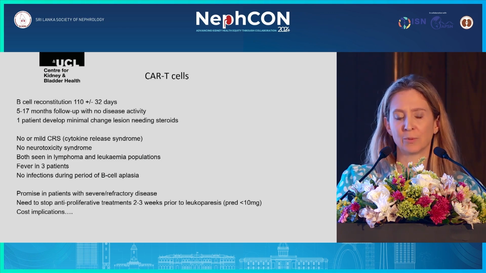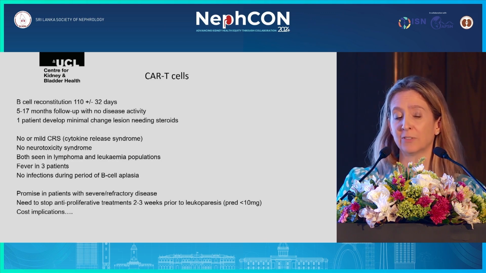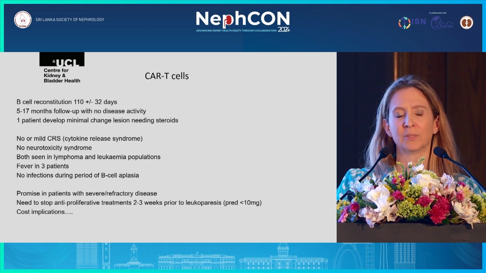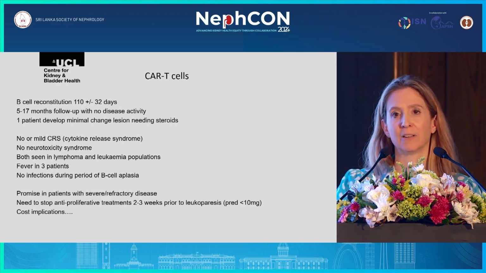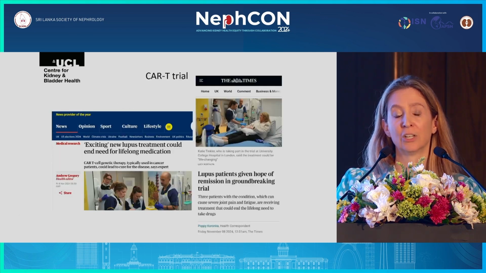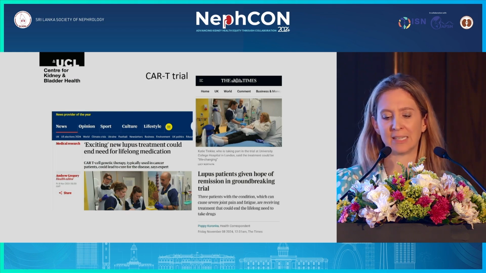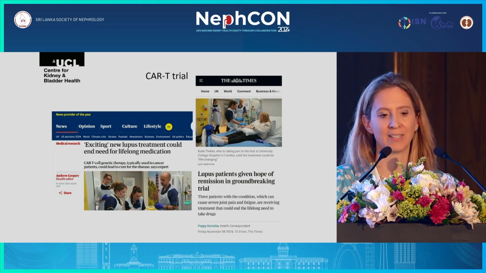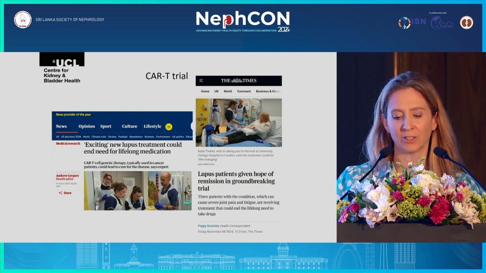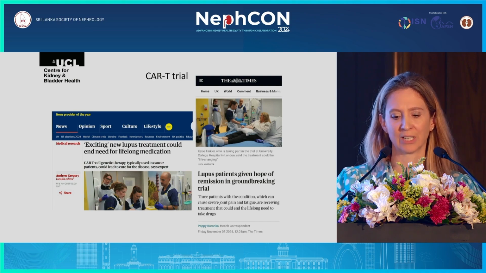However, there are issues with this, such as needing to stop antiproliferative treatment prior to the onset of leukapheresis. And of course, there are enormous cost implications, so I fully appreciate that this won't be a treatment in many parts of the world. So just to mention that a CAR-T trial has just started at UCLH. This is my patient, Katie, who was in the newspapers recently, The Guardian and The Times, just the other week, having now had her CAR-T treatment back home. So we'll see how she does.